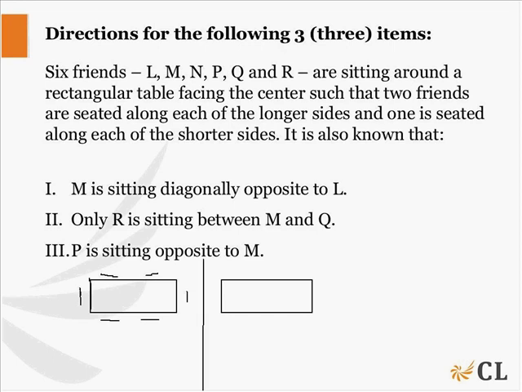Right. So first of all, the first information is M is sitting diagonally opposite to L. Now the only two diagonally opposite points are either this or this. Are we clear with this part? These are the only two positions which we can say are diagonally opposite. So M and L are sitting diagonally opposite, right? So there can be two possibilities, M here and L here, or M here and L here. Apart from these two possibilities, no third or fourth possibility can arise. Either it is this way or this way.